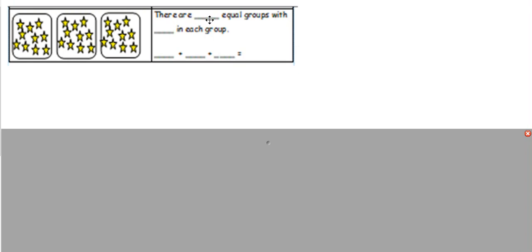So there are something equal groups with something in each group. Something add something add something equals something. So you've got your drawing here to help you. Pause the video and have a go.